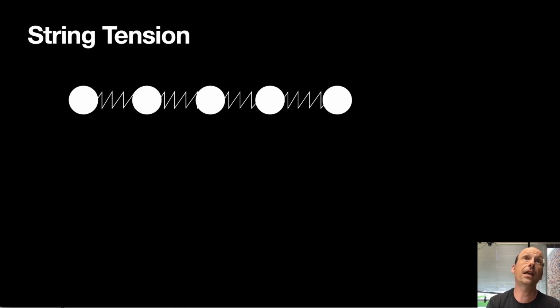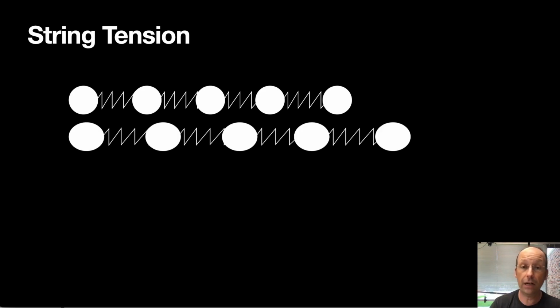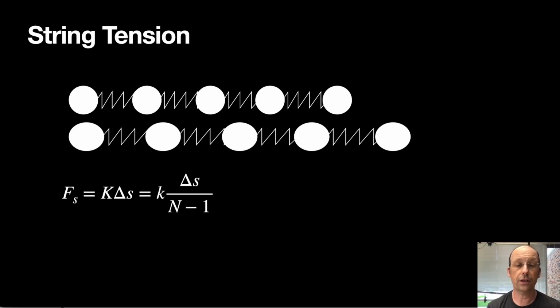Okay, so what about the tension? Because I want the linear mass density, I can fix that. But what about the tension in the string? I definitely need to set that. So here's my mass with springs connected to it, and imagine that I stretch it. Then I want to kind of quantify that force of stretching. So I'm going to use capital K for the spring constant for the whole string. Okay, and the whole thing gets stretched an amount delta S.